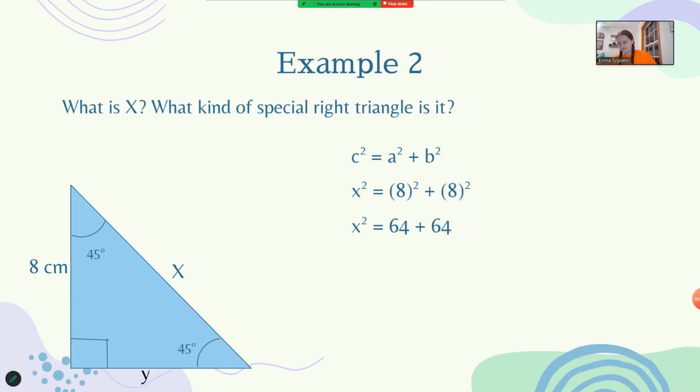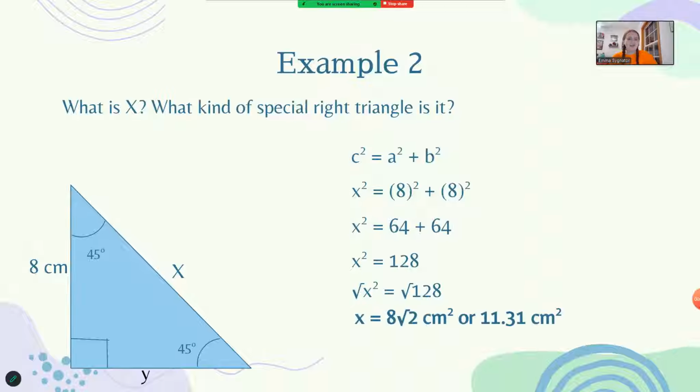64 plus 64 is 128. Now we have to find the square root of 128. Once again, the square cancels out over the x, and the square root of 128 can be simplified, thankfully, and we get the simplified answer of 8 times the square root of 2 centimeters squared. And again, in decimal form that would be 11.31 centimeters squared.